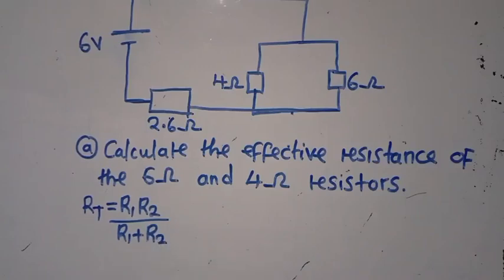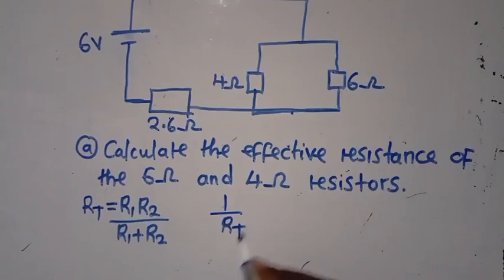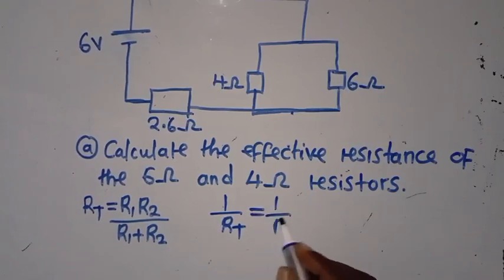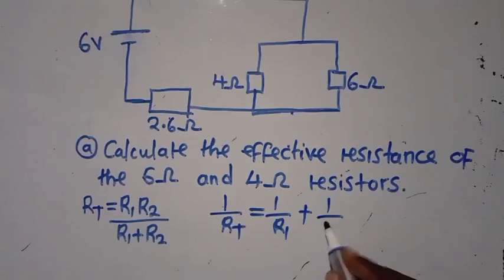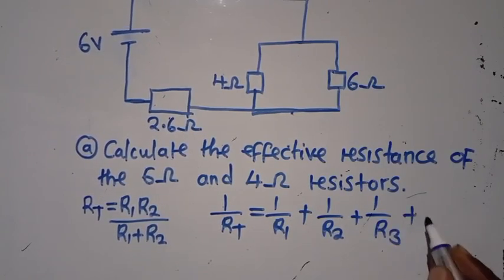You can only use this particular formula when you have just two resistors in parallel. If you've got more than two resistors in parallel, then you use the formula we already know: 1 over total resistance equals 1 over resistor 1 plus 1 over resistor 2 plus 1 over resistor 3, and you just keep going like that. You use this formula if you've got more than two resistors connected in parallel.